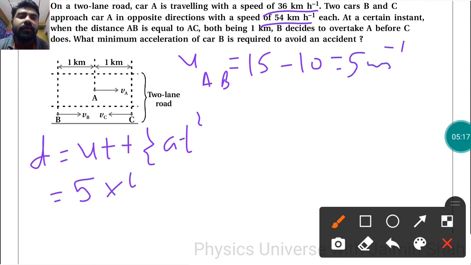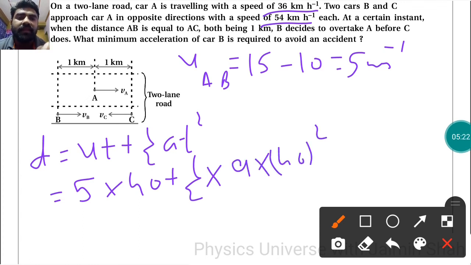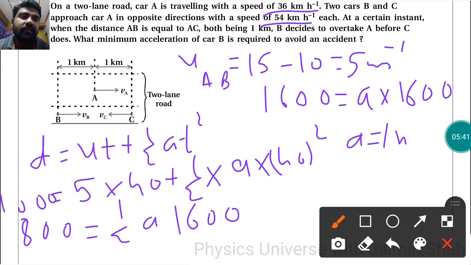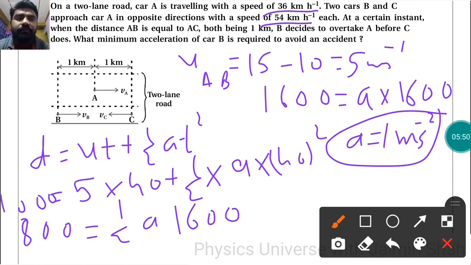Now 5 into 40 plus 1 by 2 into A into 40 square. Left hand side is 1000. So 1000 minus 200, that is 800. 800 is equal to 1 by 2 A 1600, so left hand side 1600 is equal to A into 1600. Now after calculating we will get 1 meter second inverse. So that is the acceleration of car B required to avoid an accident.